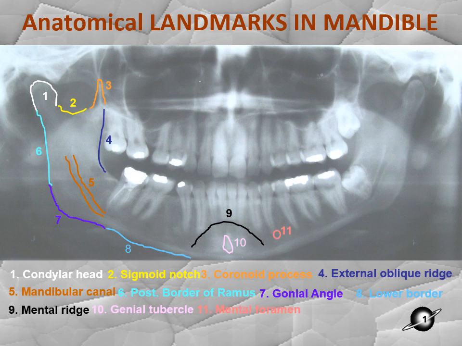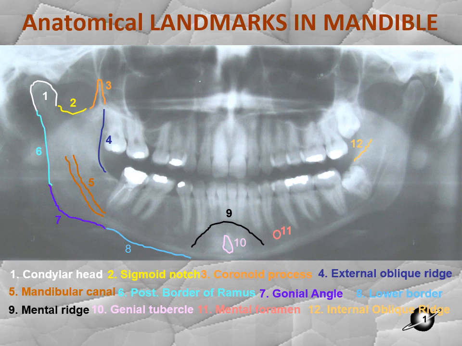Eleven, mental foramen. But the position of a mental foramen varies with age. For younger individuals, that's near to the lower border of a mandible. As age increases, the position of a mental foramen migrates towards an alveolar ridge. That's because of bone resorption.